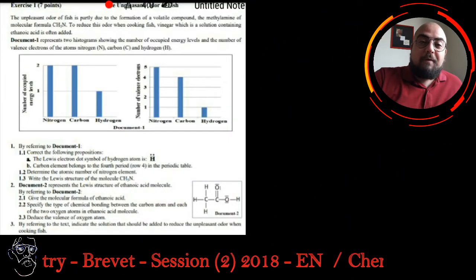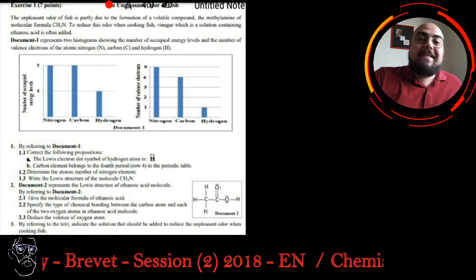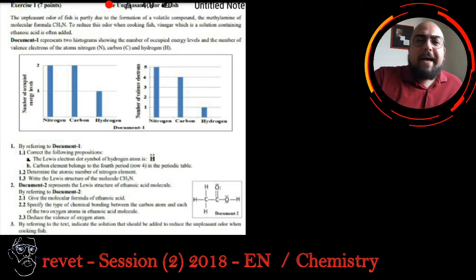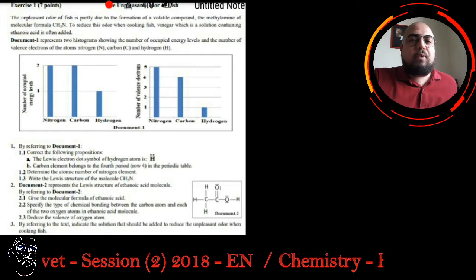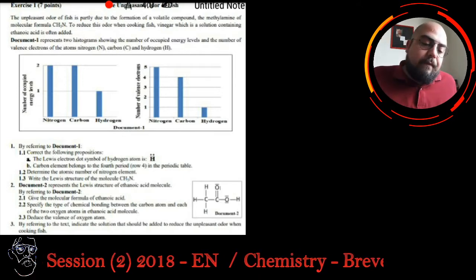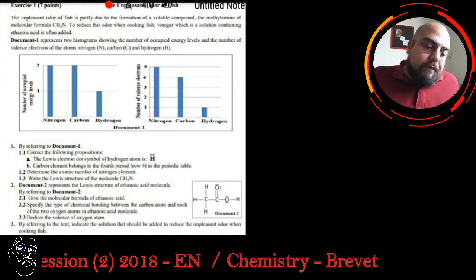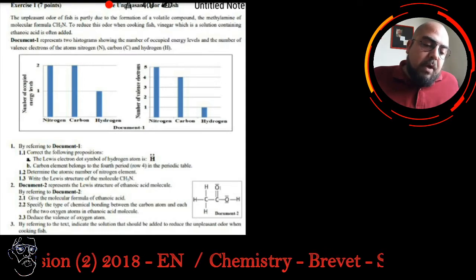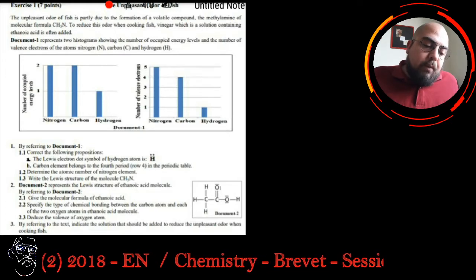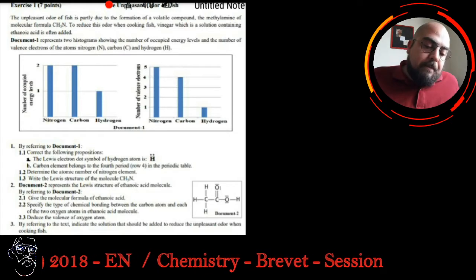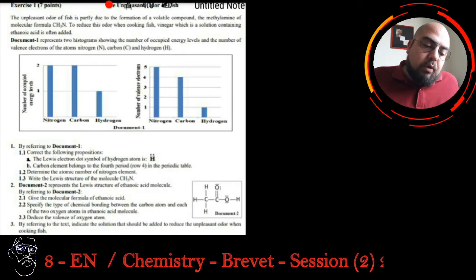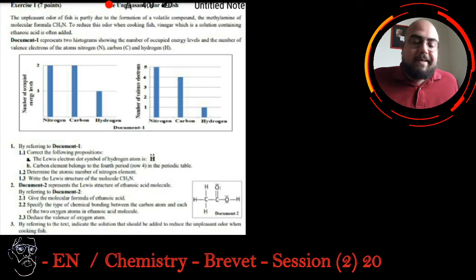Today I'm gonna solve exercise 1 of the second session 2018 chemistry, which is related more or less to atoms, plus there is a part which is related to organic chemistry, but it's mainly atoms. So let's start. The unpleasant odor of fish. The unpleasant odor of fish is partly due to the formation of a volatile compound, the methylamine, of molecular formula CH5N. To reduce this odor when cooking fish, vinegar, which is a solution containing ethanoic acid, is often added.